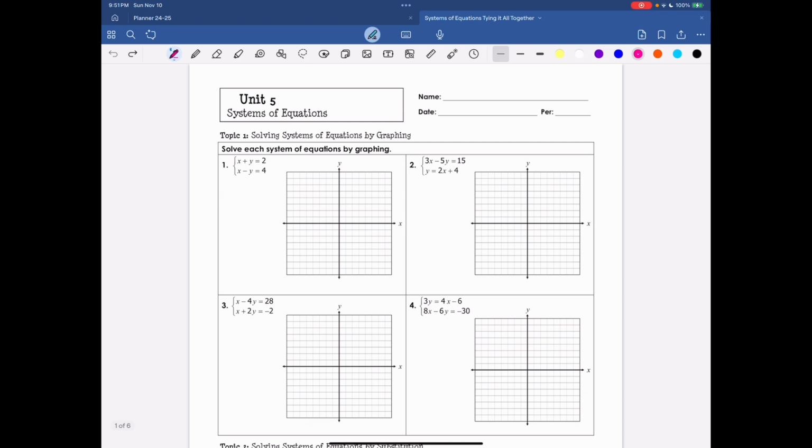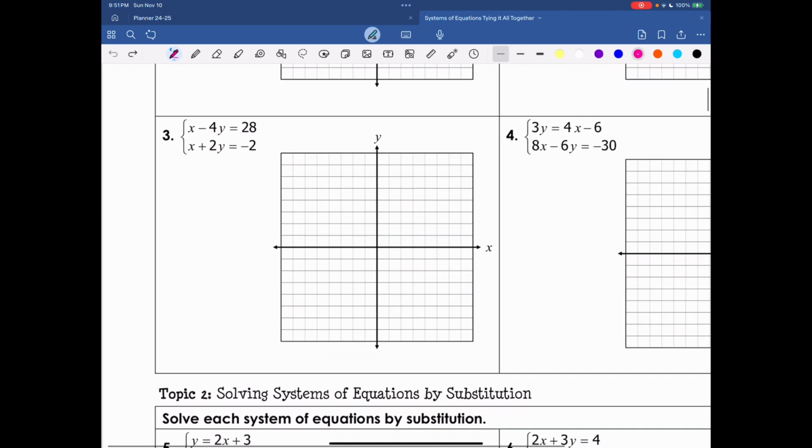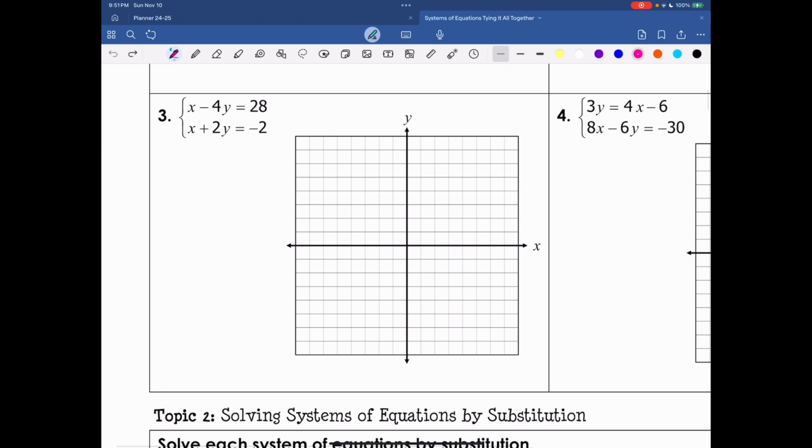So I'm going to go ahead and get through this video. I'm going to do one question from each section just to refresh your memory. So let's go ahead and look at number 3. In this first section, we are solving a system by graphing. Remember, whenever we are graphing an equation, it has to be in slope-intercept form, which is y equals mx plus b. Both of my equations here are in standard form.